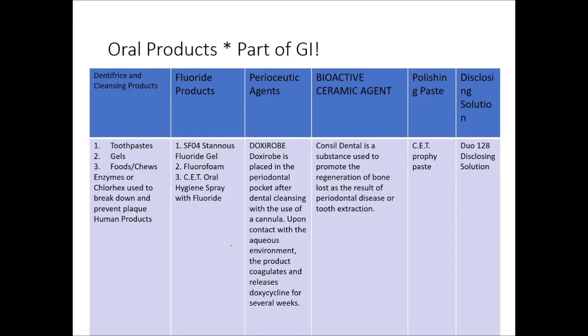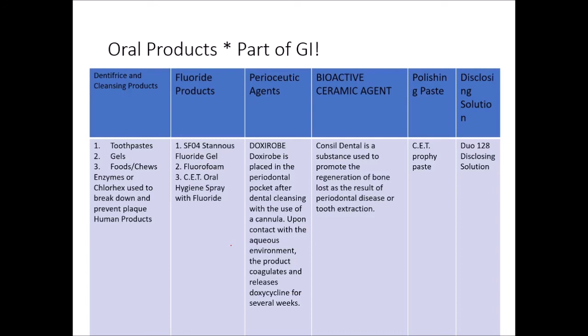Periodontic agents. Doxirobe is placed in the periodontal pocket after dental cleansing, with the use of a cannula to scrape out anything in the periodontal pocket. Upon contact with a watery or aqueous environment, the product coagulates and releases doxycycline for several weeks. So it actually has a matrix on which the bone can rebuild and reduce that periodontal pocket. So it kills bacteria in that space and allows bone growth. A bioactive ceramic agent called Consil Dental is a substance used to promote the regeneration of bone lost as the result of periodontal disease or after tooth extraction.